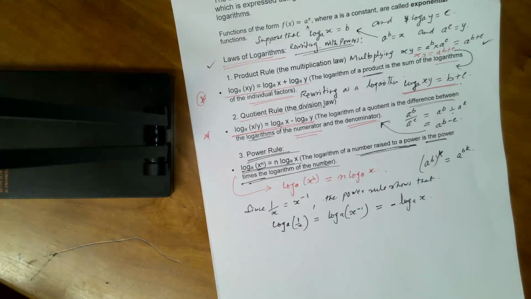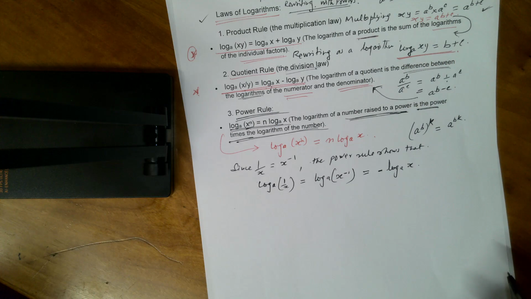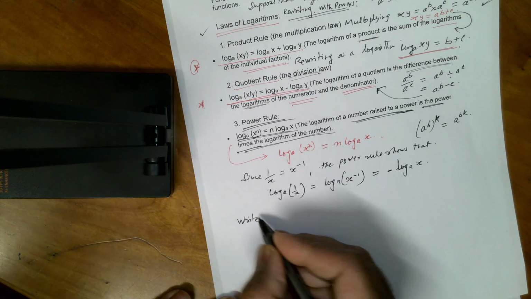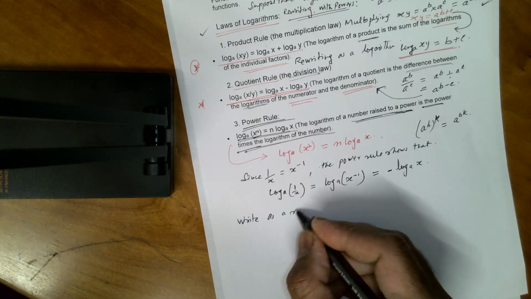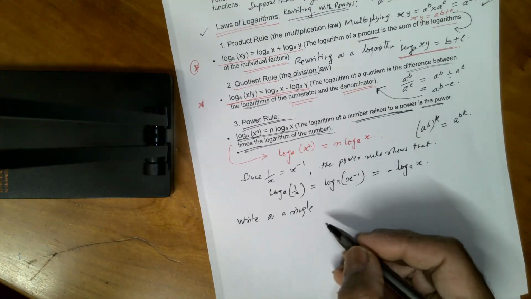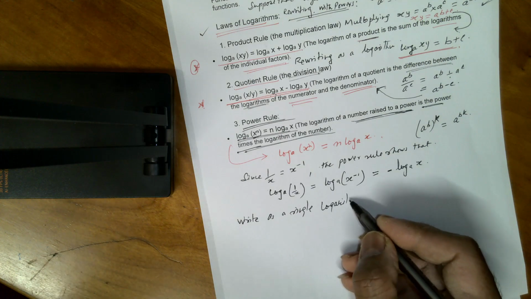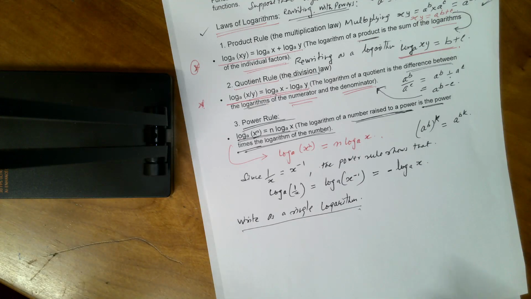So let's move on to some of the examples now. We have discussed the power rule. Let's do some examples here. Right, so write as a single logarithm. Okay, so let's do some of the things on there.